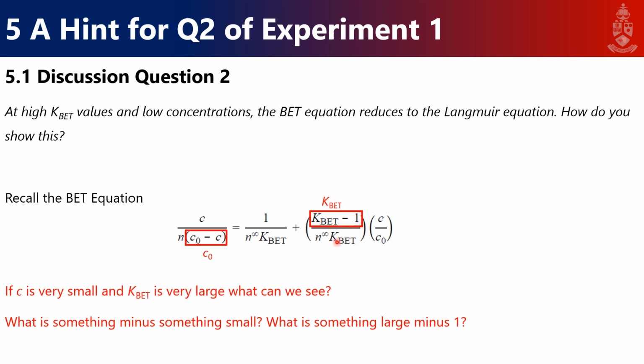That KBET is going to cancel there and there. You have a C over C naught, and you have here C over C naught, so maybe that's going to cancel, and then you need to rewrite it a bit, and you'll find the Langmuir equation.